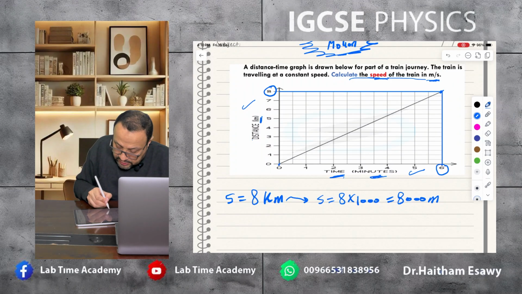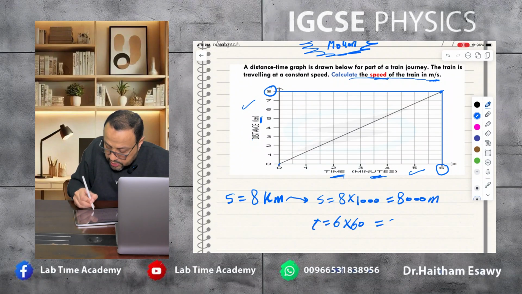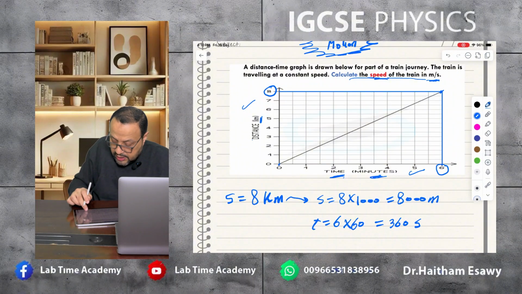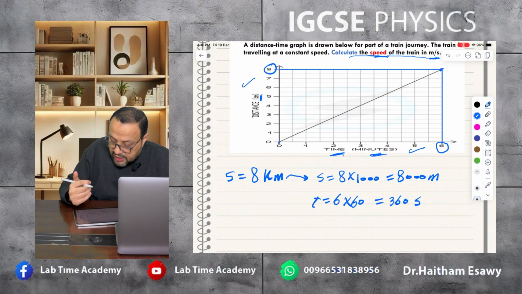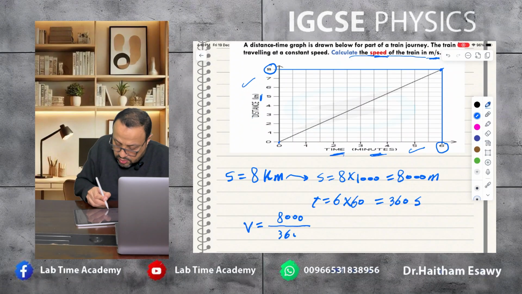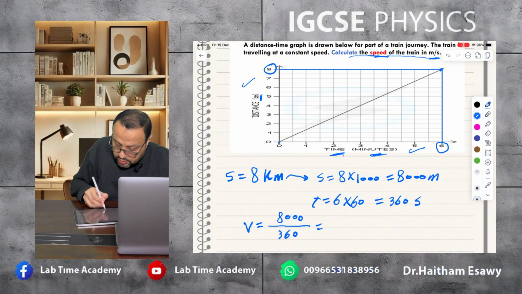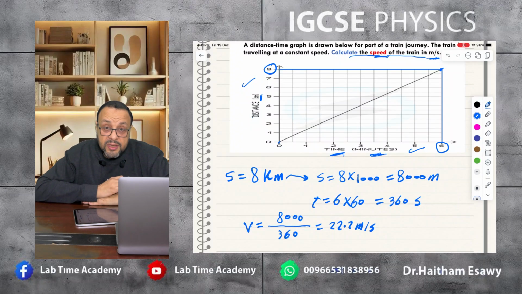Okay, and here we have the time equal 6 minutes. You have to convert it to seconds, multiply by 60. So we have 360 seconds. And then just divide 8,000 divided by 360 to get the speed. So the speed equals 8,000 divided by 360 to get the final answer of the speed. That will be 22.2 meters per second. So this will be the speed.